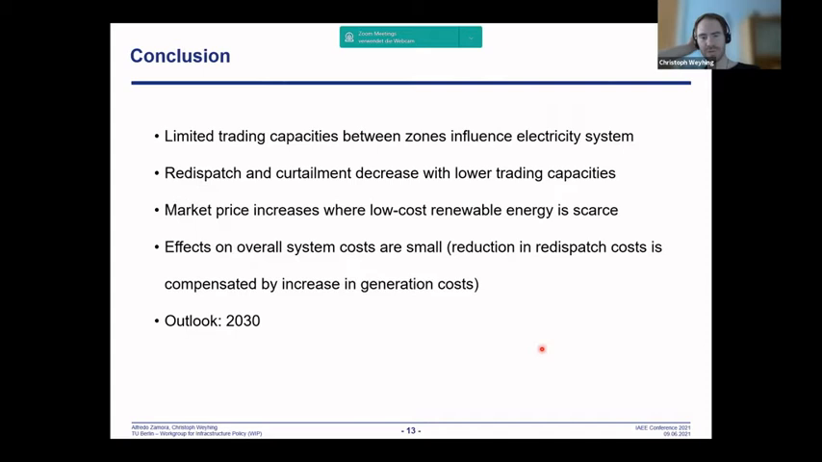Redispatch can be addressed and reduced with limited exchange capacities between the zones. But market prices increase in regions with few renewable energy sources or where renewable energy is scarce, so mostly in the south of Germany. These effects kind of compensate each other and the overall system costs stay kind of the same. So this is a starting point for our research.